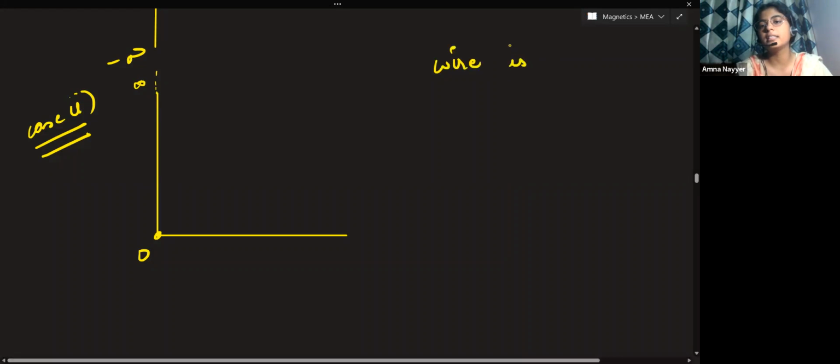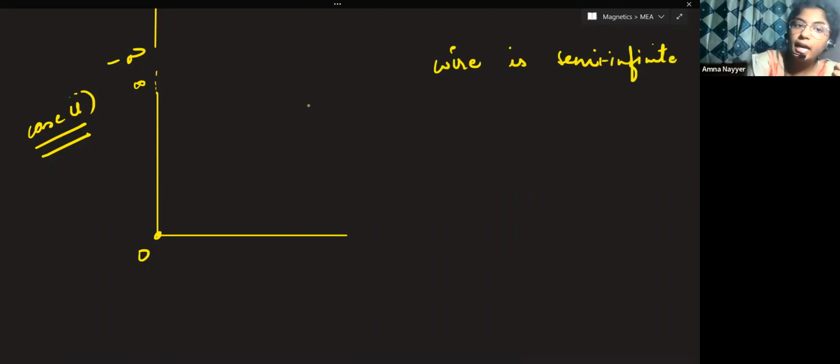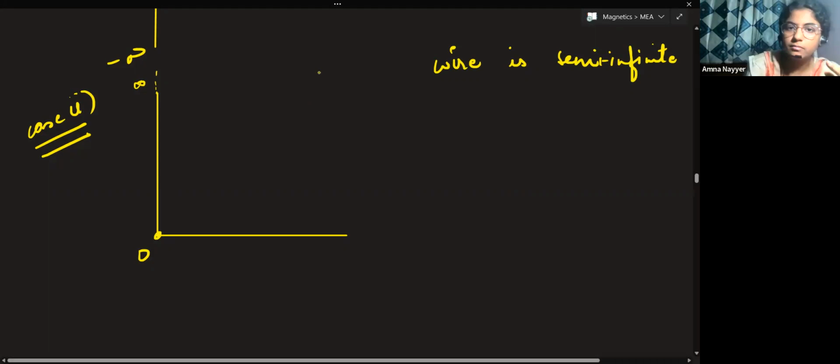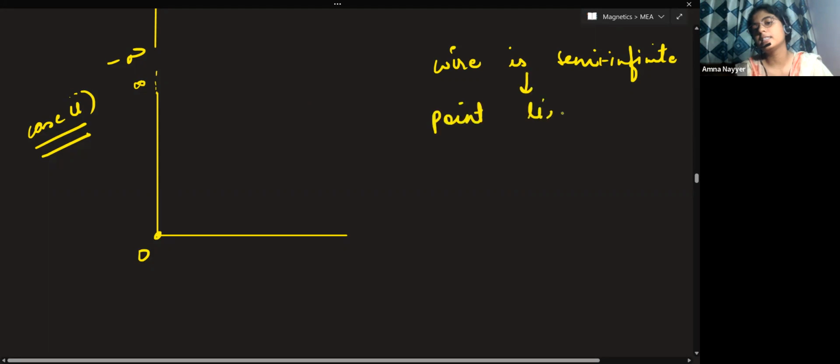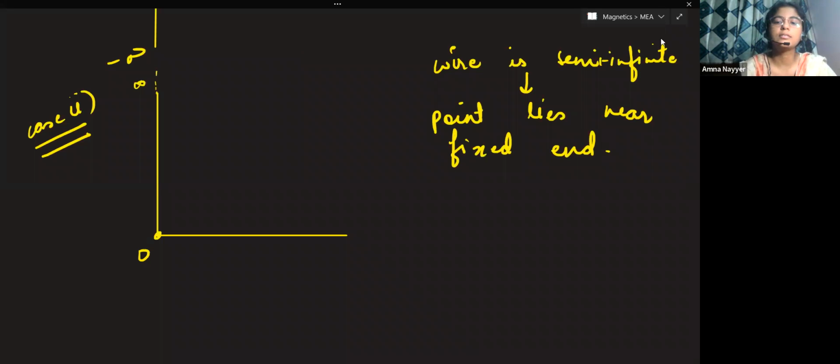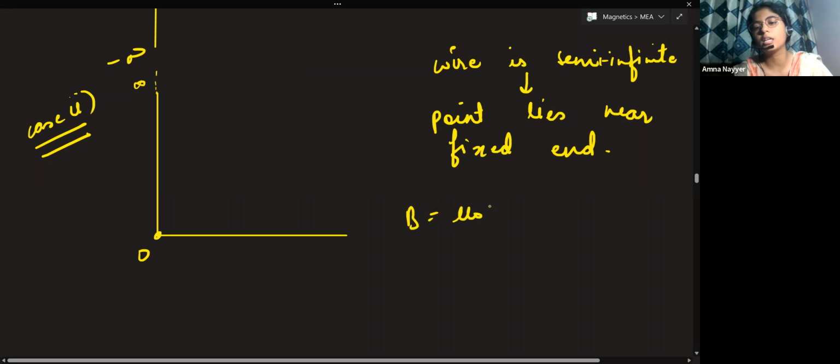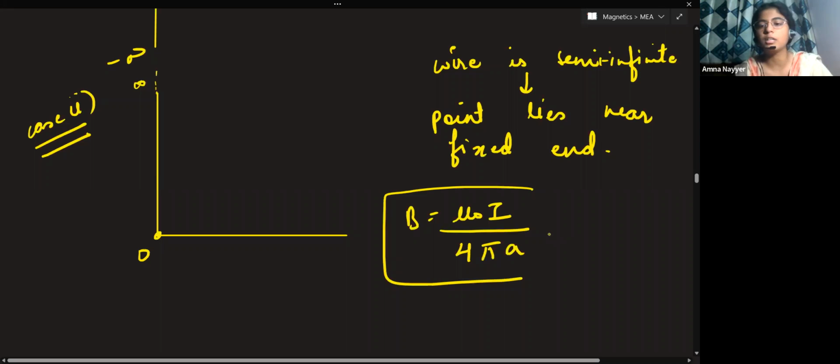The wire is semi-infinite. And where does the point lie? The point doesn't lie above the infinity point here. The point is lying at the finite end. So I'll mention that also. Point lies near the fixed end. Then the formula for this becomes mu naught I divided by 4 pi a. This is the formula for it. Mu naught I by 4 pi a.